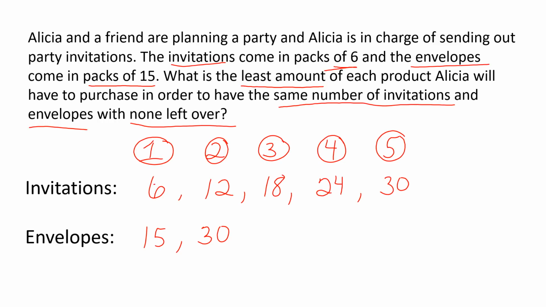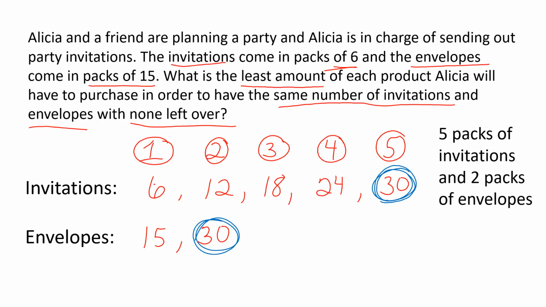So our least common multiple is 30. However, the question asks us, what is the least amount of each product Alicia will have to purchase in order to have the same number of invitations and envelopes with none left over? So she will have to purchase 5 packs of invitations and 2 packs of envelopes, and she will have 30 invitations and 30 envelopes.